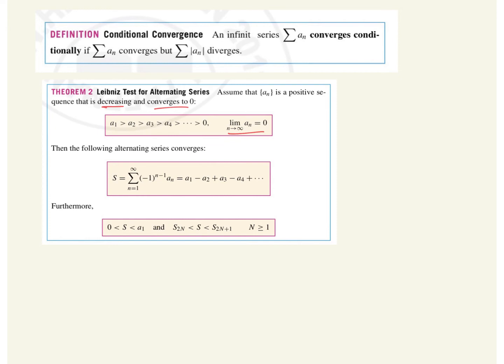And furthermore, we would be able to show that the sum is greater than 0 but less than a sub 1, right? Because the a's decrease in value and they approach 0, and that the sum is greater than s sub 2n, but less than s sub 2n plus 1 for n greater than or equal to 1.